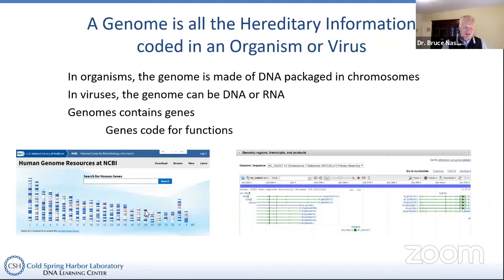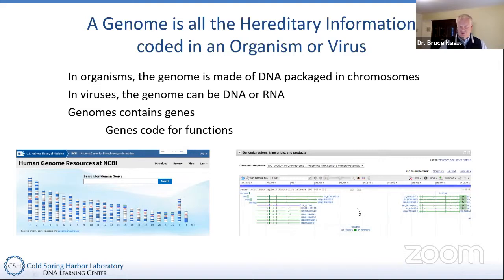I've just put in a picture of a human genome. It's a picture from a site called NCBI, the National Center for Biotechnology Information, which I'll be showing you a lot of today. So the human genome is pretty big. It's over 3 billion nucleotides, or building blocks of DNA. And it has many, many different genes in it.